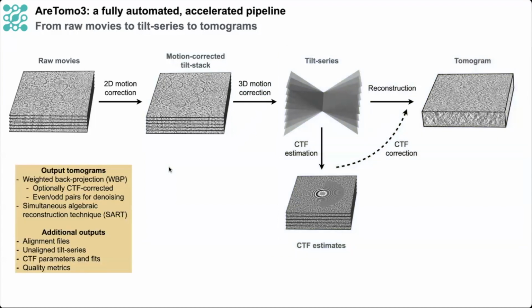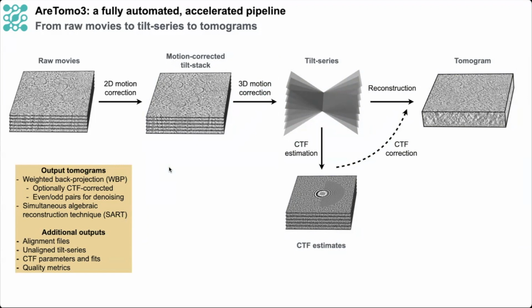In addition to tomograms, Artomo 3 saves various other output files to facilitate downstream processing. These include a record of the global and local alignments applied during reconstruction, the unaligned tilt series and CTF parameters that are needed by many SDA packages, and then finally a collection of quality metrics that we found quite useful for data curation.